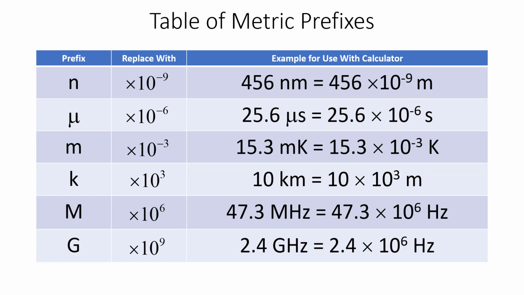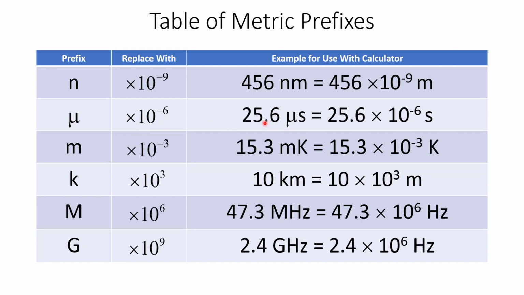Here's a table that shows the metric prefixes we'll probably be using today, and probably some other ones as well. The top row has how nano is defined, times 10 to the minus 9th, and there's an example of writing it so you could use that in a calculator. The next one, this prefix is a Greek letter. It's the Greek letter mu, and it's used to stand for micro. When you see that, you'd say micro, which means times 10 to the minus 6th. That means it's actually a millionth of something.